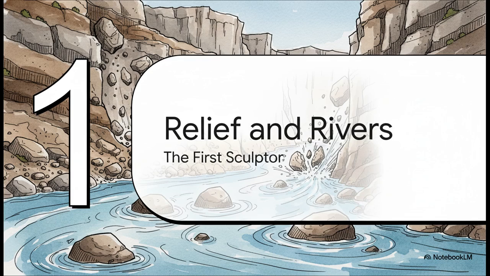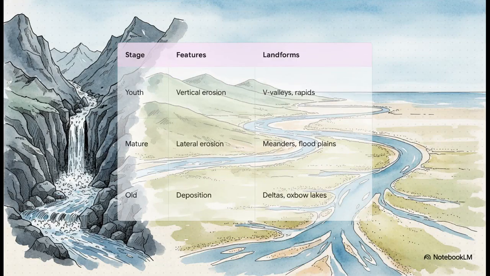All right, let's move right into our first sculptor, Earth's relief and rivers. Fluvial forces are probably the most common sculptor we interact with. And rivers, they don't just gently flow. Through a process called hydraulic action, the sheer, raw impact of water currents physically breaks down the rocky sides of a valley. And then, through attrition, the rocks and debris carried by the river are constantly smashing into each other, wearing themselves down like giant geological sandpaper.